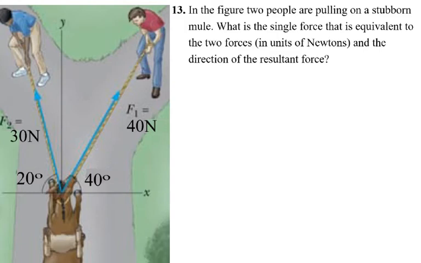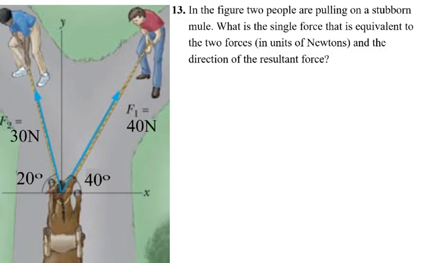Let's look at one of the questions where we use the law of sine or cosine to solve the problem. In the figure, two people are pulling on a stubborn mule. What is the single force that is equivalent to the two forces in units of newtons? The force is going to be measured in newtons, and the direction of the resultant force. And when they say direction of the force, that means it's the angle.